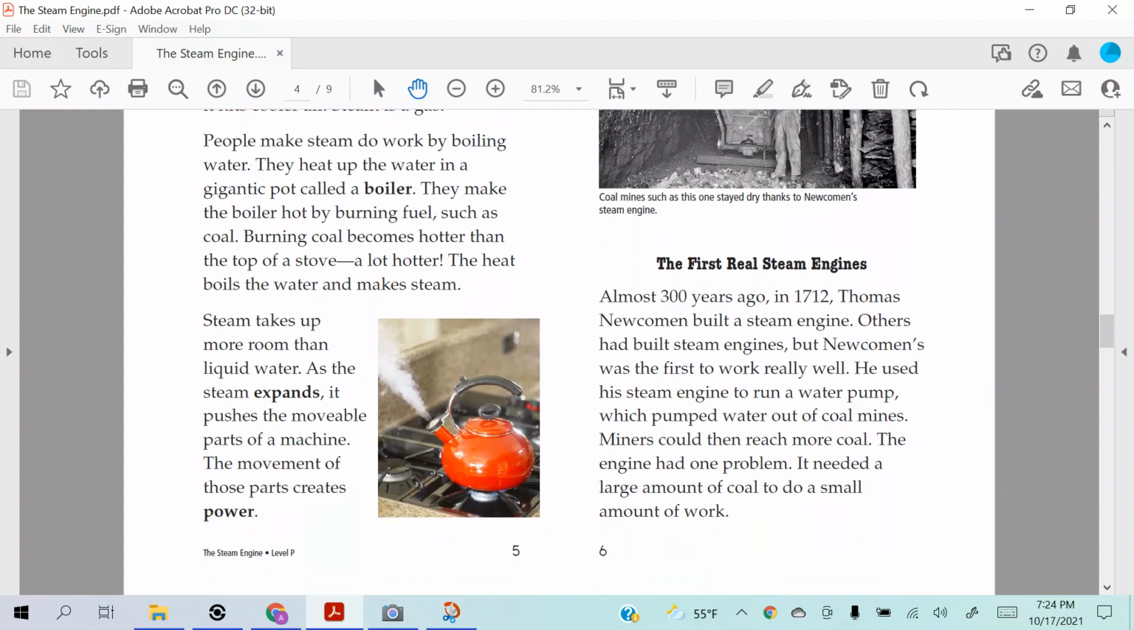The first real steam engines, almost 300 years ago in 1712, Thomas Newcomen built a steam engine. Others had built steam engines, but Newcomen's was the first to work really well. He used his steam engine to run a water pump, which pumped water out of coal mines. Miners could then reach more coal. The engine had one problem. It needed a large amount of coal to do a small amount of work.